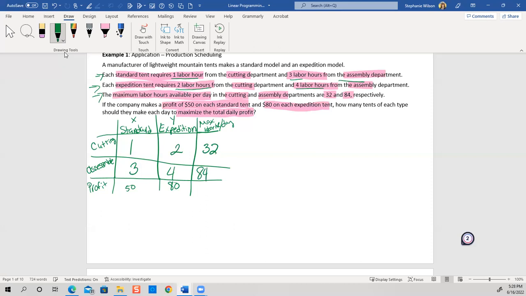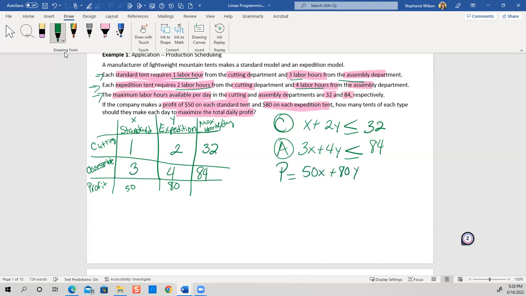So now that I have this in a format, I'm able to write it in equation form. I'm going to write the first one and call it C. That's my cutting, and it's going to be X times 1 plus 2 times Y. And it said maximum, so that means this cannot exceed this number, so I'm going to put less than or equal to 32. I'm going to call the assembly A. So I'm going to have 3 times X plus 4 times Y, and again, maximum, so I'm going to use less than or equal to 84. That last one is our profit one. I'm going to call it capital P equals $50 X plus $80 Y.